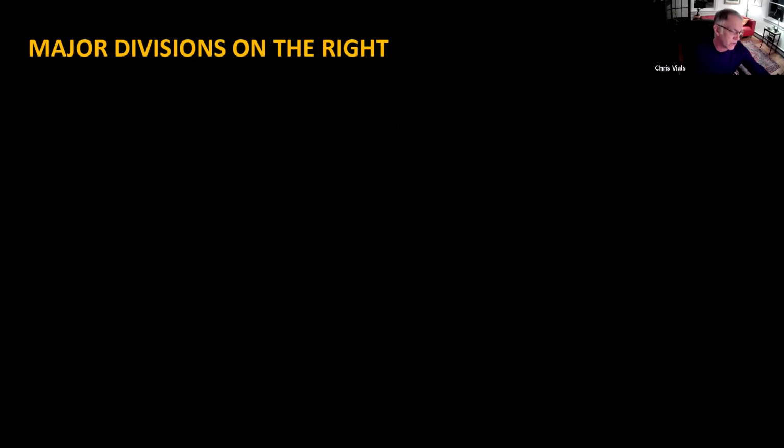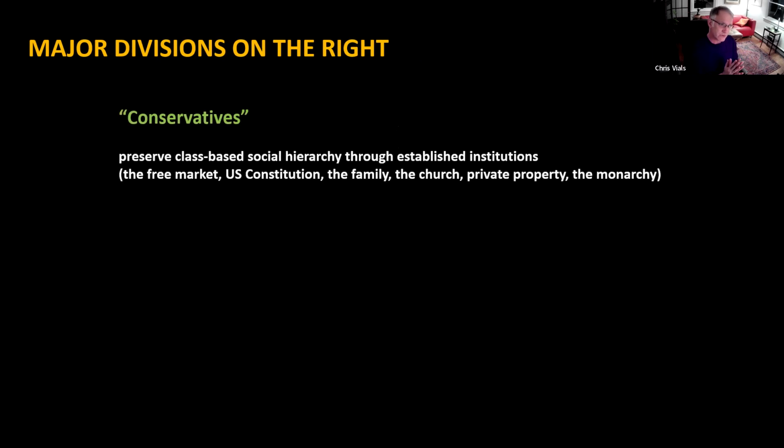Now, the two major divisions on the right here. I'm breaking these down, I'm setting this up so that I can break down their respective ideas on voting. Conservatives, I'm defining these perhaps in a limited way, as folks who want to preserve class-based social hierarchies through established institutions, right? But not only class-based social hierarchies, though for them that's oftentimes the most salient. And the established institutions that they want to use might be the free market in more recent times, might be the US Constitution in more recent times, might be the patriarchal family, the church, private property, the monarchy, etc.